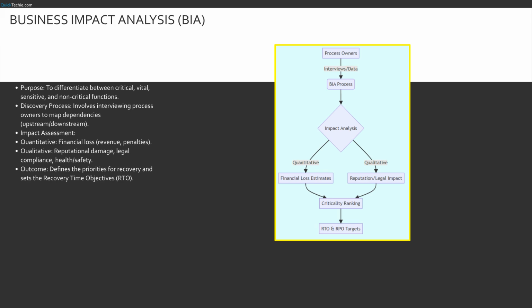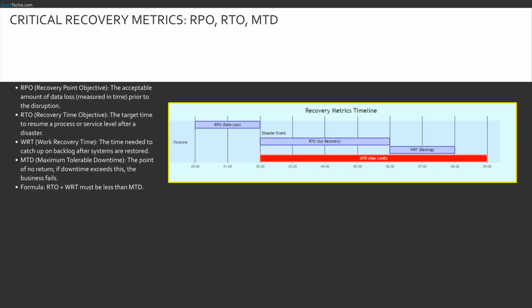Here is the BIA data flow. We gather raw data from process owners. We feed this into the analysis engine, splitting into quantitative money and qualitative reputation streams. These combine to form the criticality ranking. What comes first? This ranking directly outputs your RTO and RPO targets, which are the technical specifications for your recovery strategy. You must master these acronyms.